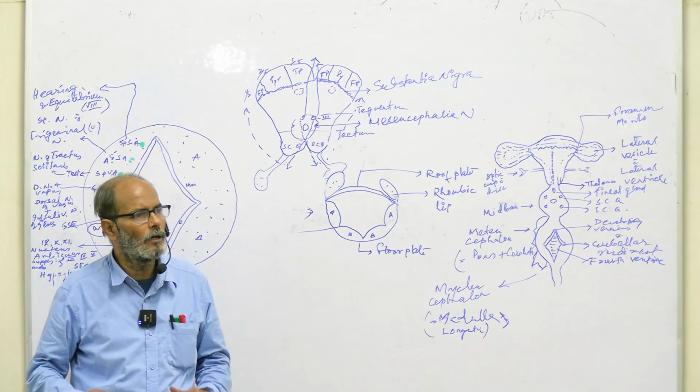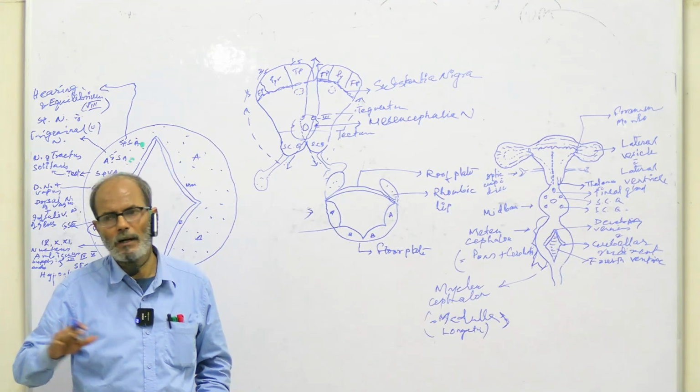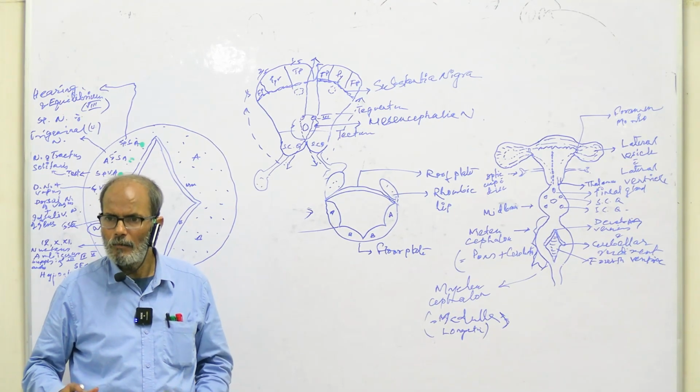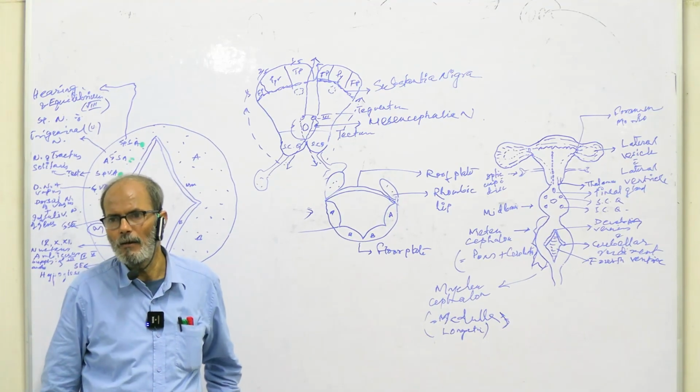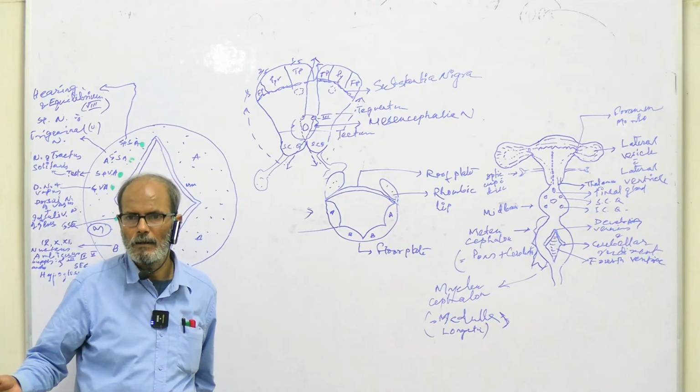Now, in this way, you study the medullary nucleus, upper and lower level, pontine nucleus, upper and lower level, medullary nucleus, pontine nucleus, as well as revise the midbrain nuclei, and other structures associated with it.